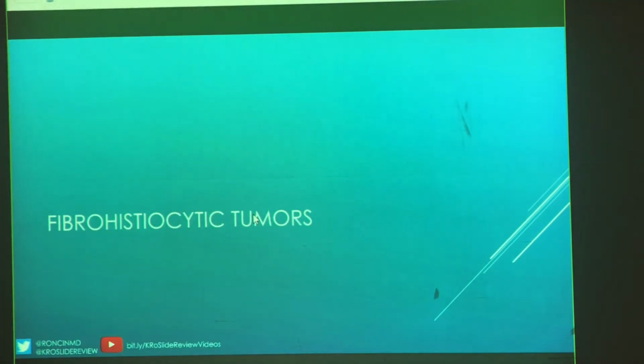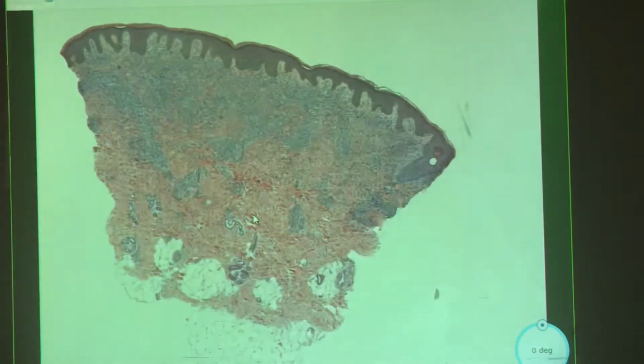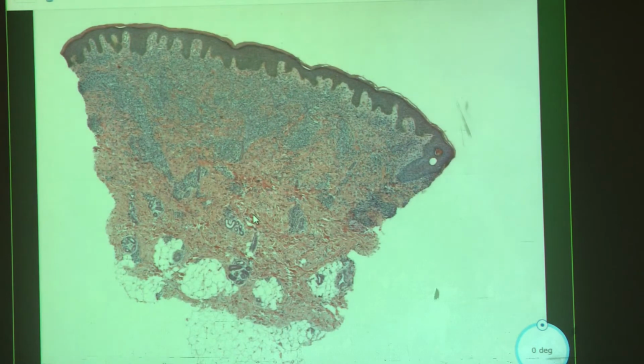All right, so moving away from the xanthomatous lesions, we're going to go into fibrohistiocytic lesions. So this is case 7. More skin stuff going on.